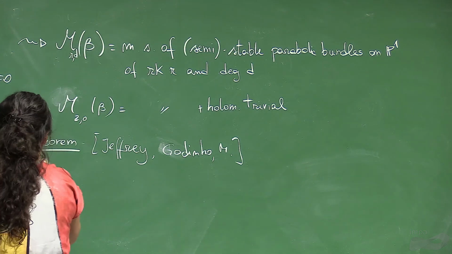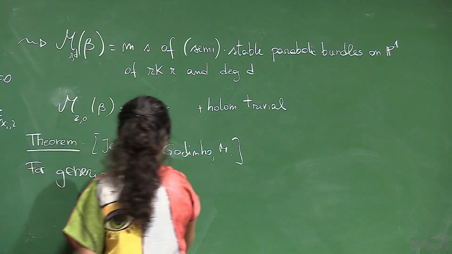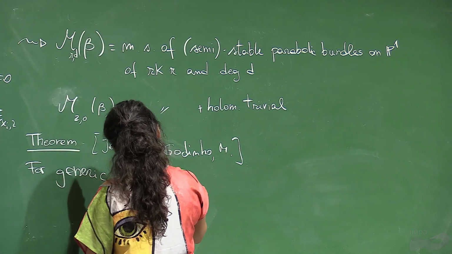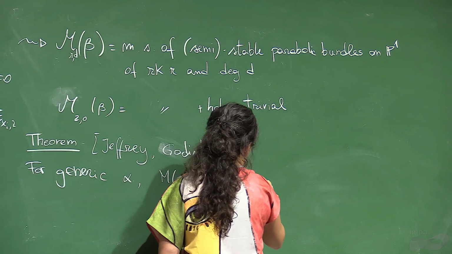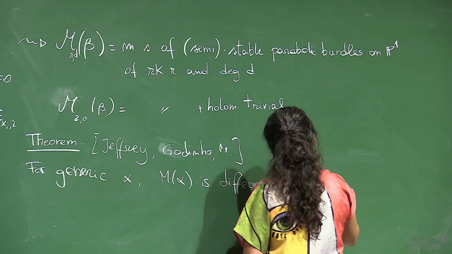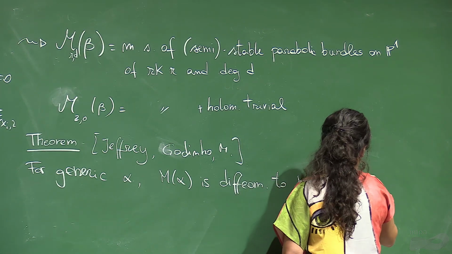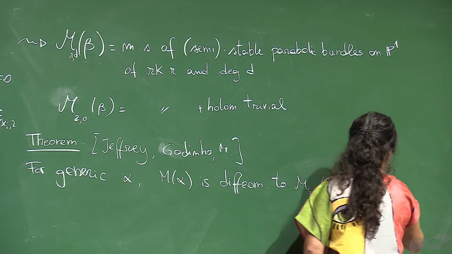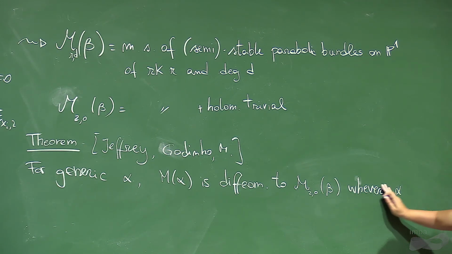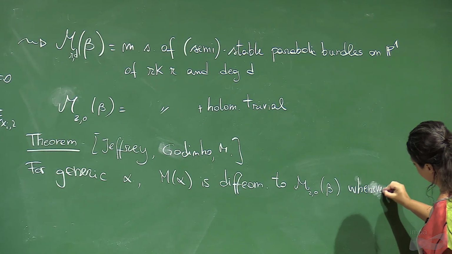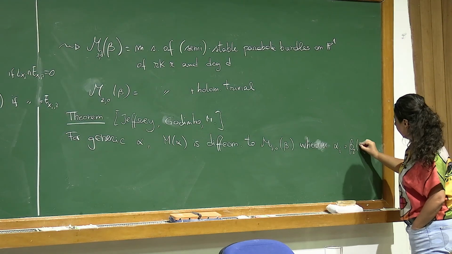And it's the following. So for generic alpha, M alpha is diffeomorphic to this curly M 2, 0 beta, whenever we have to give some relation, and the relation is the following: whenever alpha I is equal to the difference of the parabolic weights at the point xi.